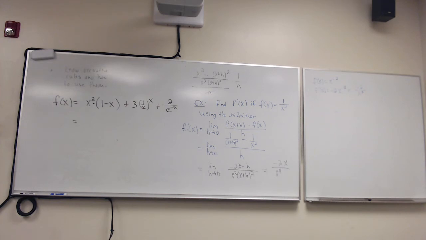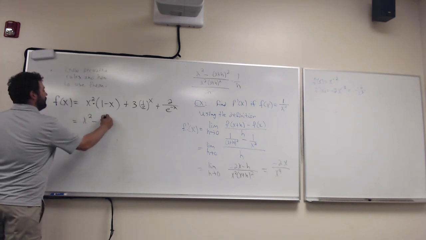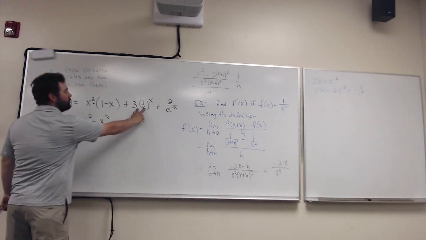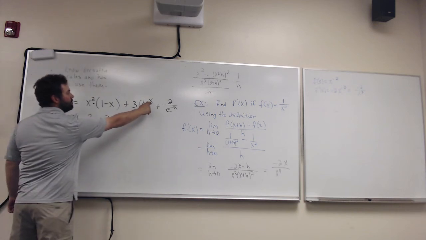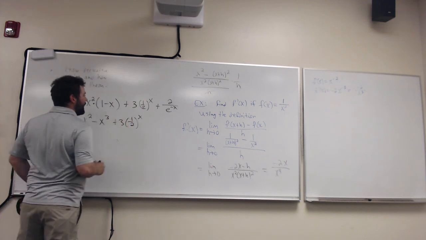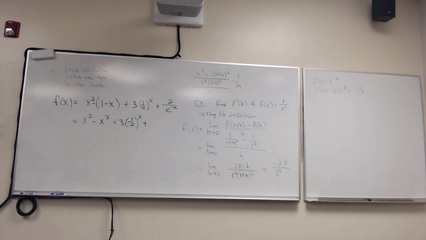So what do I have to do with that x squared? Multiply through. So that'll become x squared minus x cubed. So I'm not even taking the derivative yet, we're just simplifying algebraically. The middle term is okay, because that's just a base to the x power with a constant out front. I think we can find the derivative of that. And then what do I actually have to do to take the derivative of the third term? That's a fraction or a quotient, and I don't know how to take derivatives yet.